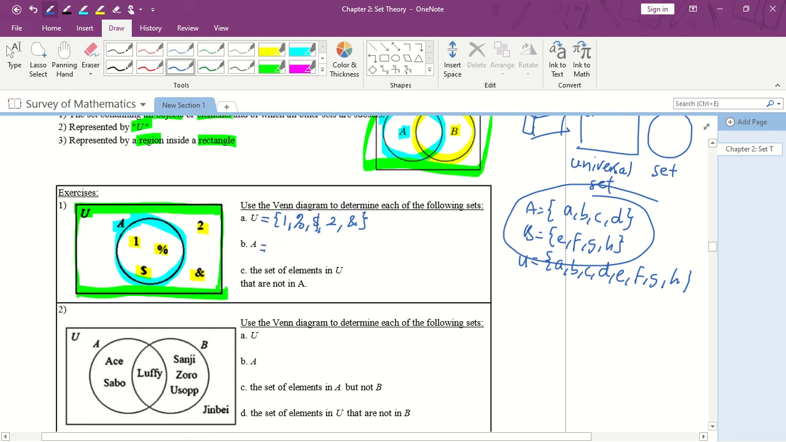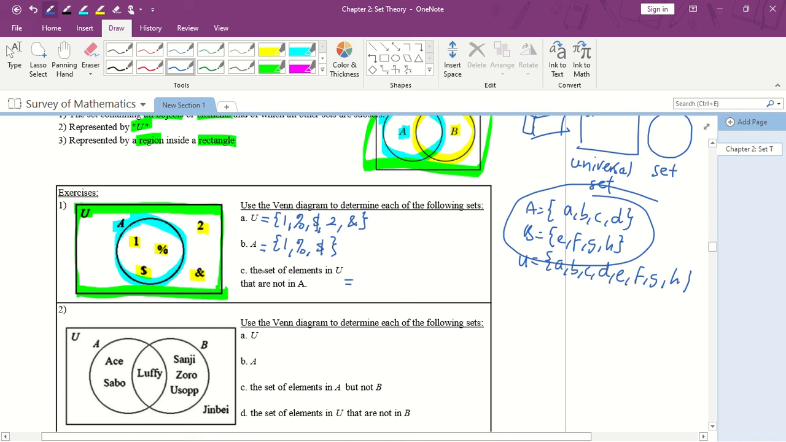And what are the elements in A? So A, we know that we have 1% and dollar. Just for information, it doesn't matter which ones you put first. You put 2 first, then percent, then dollar is okay, as long as you put all elements inside.